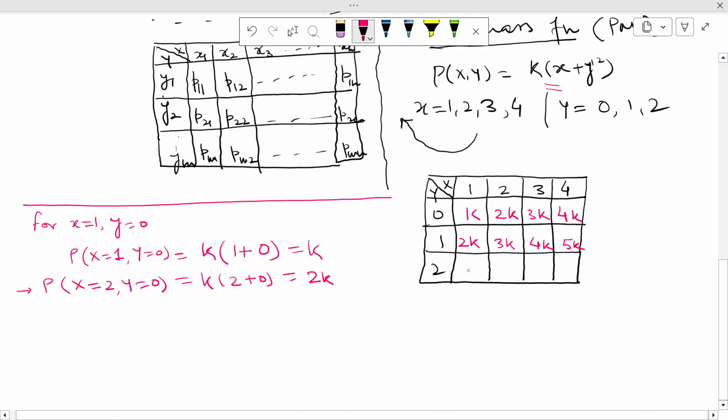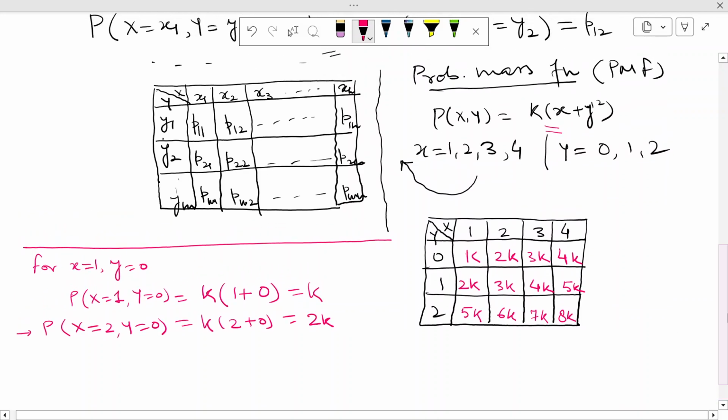And the next, or the last row of this table, for this last row we have the value of y as 2, and so for the first cell the value of x is 1 and y is 2. So when you put these two values here, you will obtain the entry for this cell as 5k. Now the next is 6k. Now the next is, when you put y is equal to 2 and x is equal to 3, this is coming out as 7k, and here you have 8k, right?